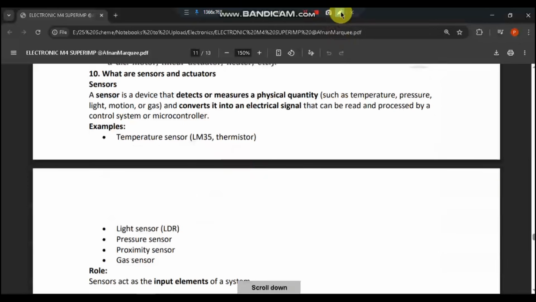What are sensors and actuators? Sensors are the ones which detect or measure a physical quantity, and actuators are the ones which act on it. Okay, meaning if a change happens there, then some trigger will happen and something will get executed.